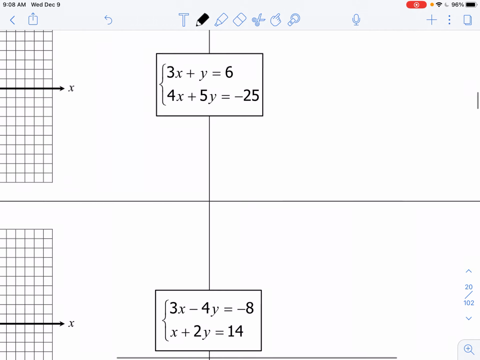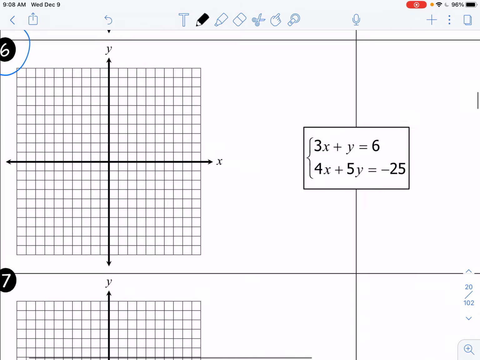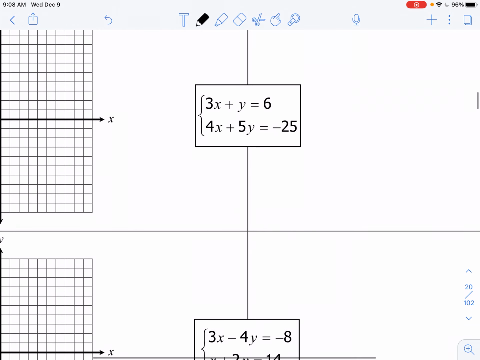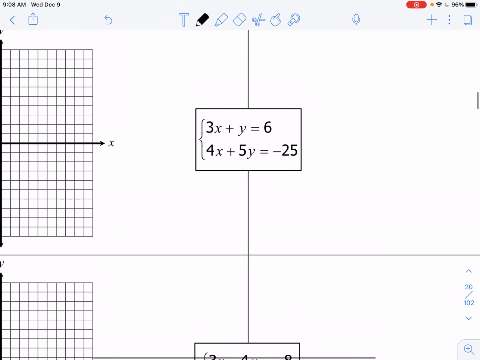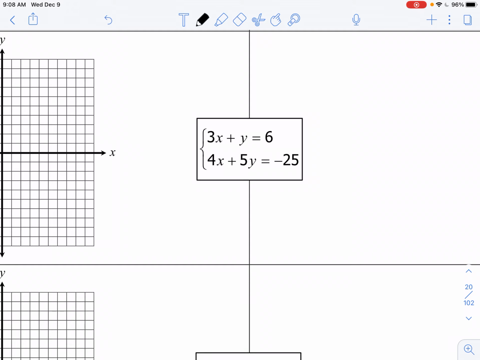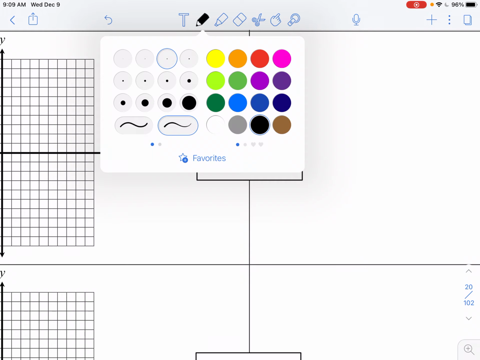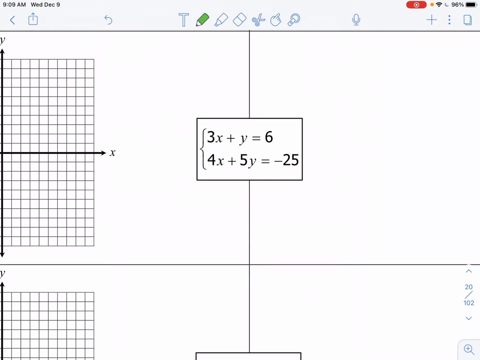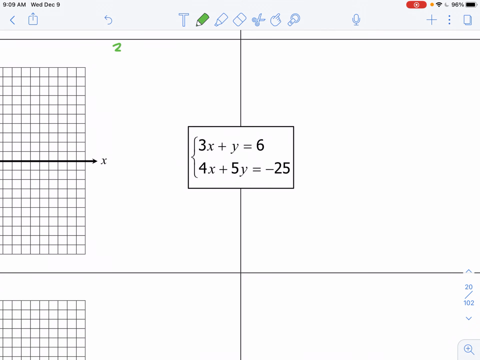Okay, we have two equations. Let's do number 6. We have two equations here. It looks like neither of them are in slope-intercept form, so we're going to have to turn those around. I got to put them in slope-intercept form so I can graph them. So I'm going to start with 3x plus y equals 6. That one will be pretty easy. 3x plus y equals 6.